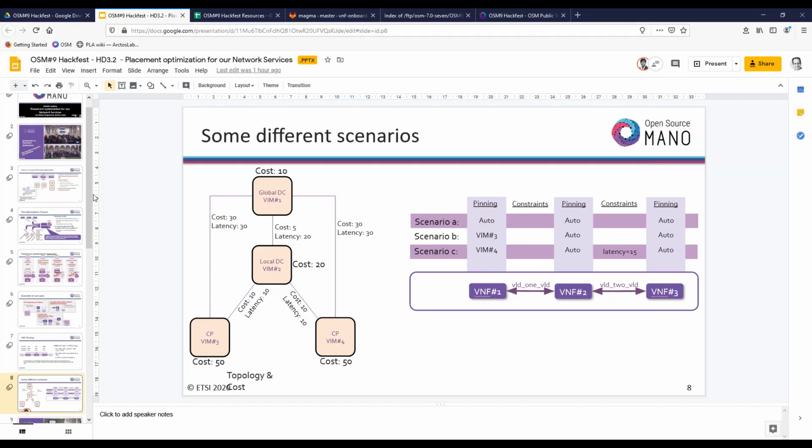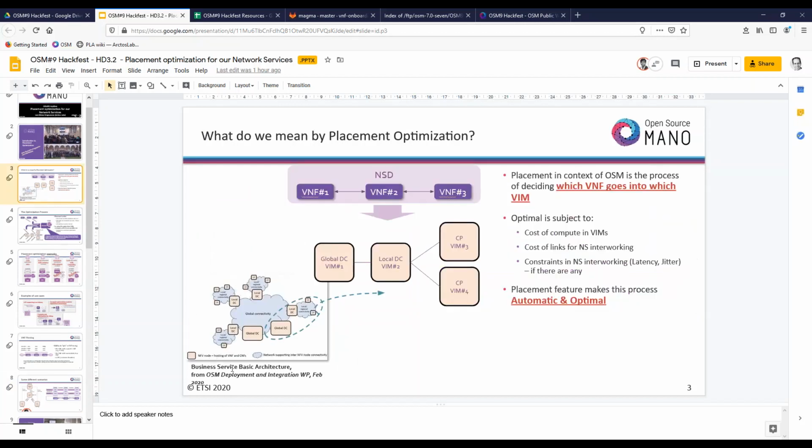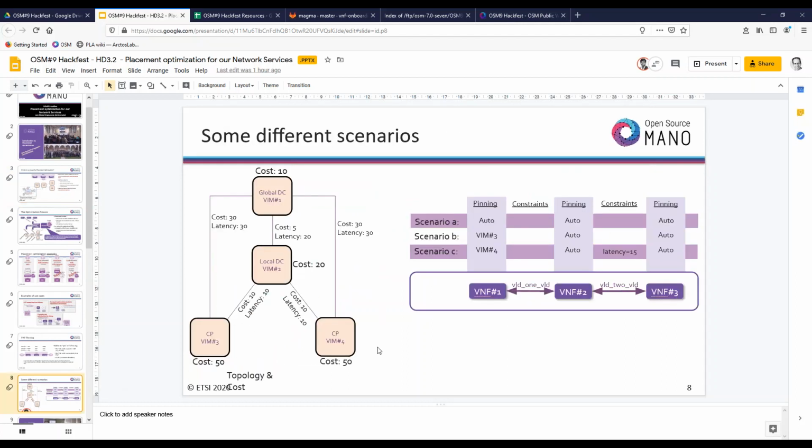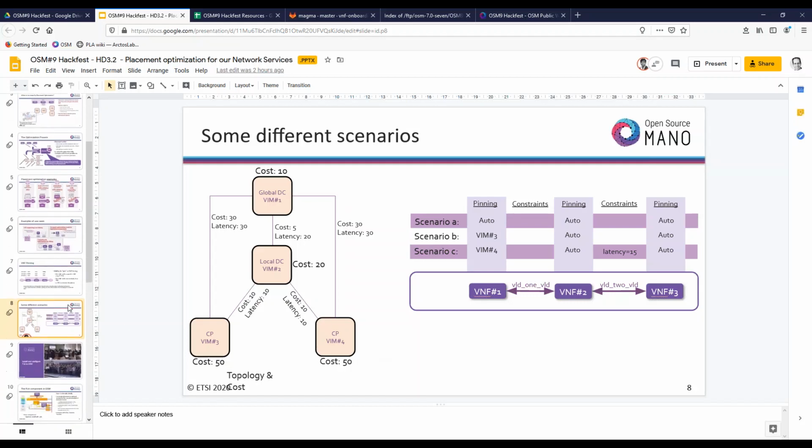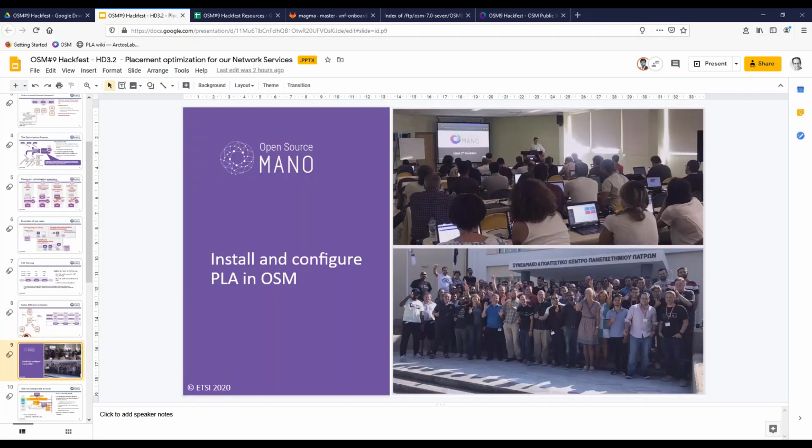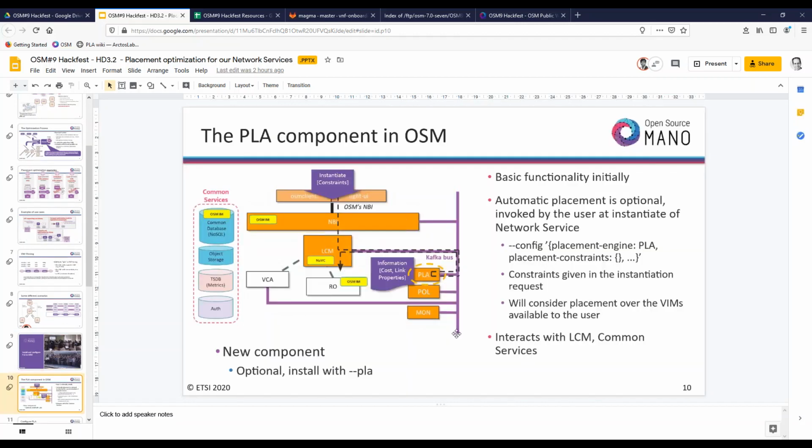And also, if we imagine that we have a scenario that looks more like this, we have lots of data centers and lots of network services and slices and so forth, then it can become a bit cumbersome to actually keep all this in mind and manually try to optimize these things. Okay, that was a bit of theory behind these things. So we'll look a bit at the details here.